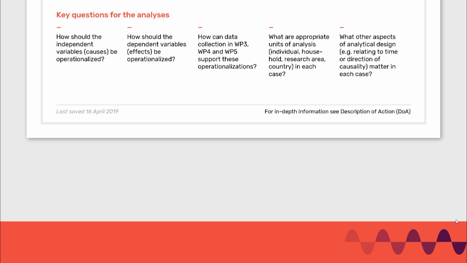And then the 5th question, what are the appropriate units of analysis in each case, so in each type of analysis? When should we be looking at individuals or households or research areas or countries, and how do we see those different units of analysis acting together in our different analyses? And the last question, what other aspects of analytical design might matter in each analysis? How do we relate to the time dimension, for instance, possible lags between causes and effects? What do we do when there's the possibility that causality can go in both directions? So different ways of, in a way, playing devil's advocate with respect to the analysis that we plan and trying to come up with good solutions.